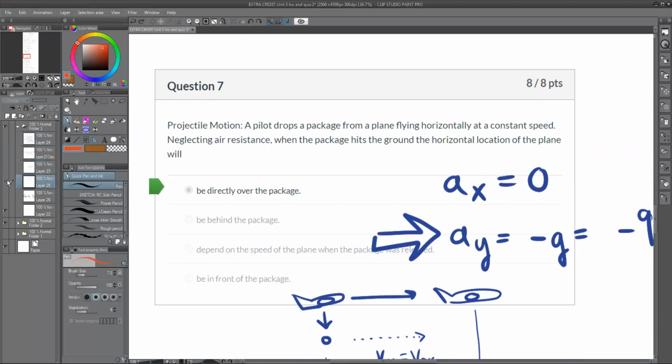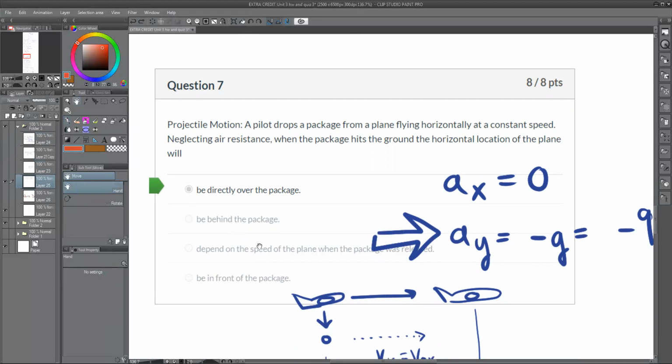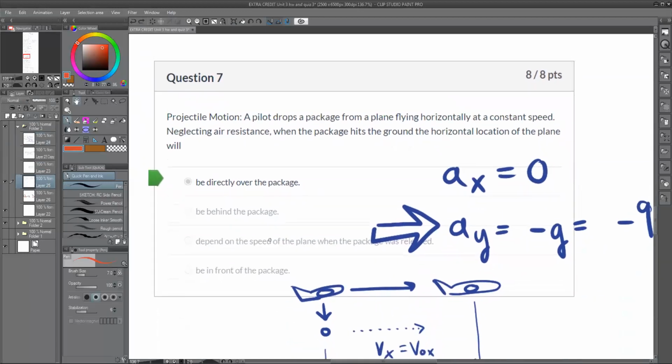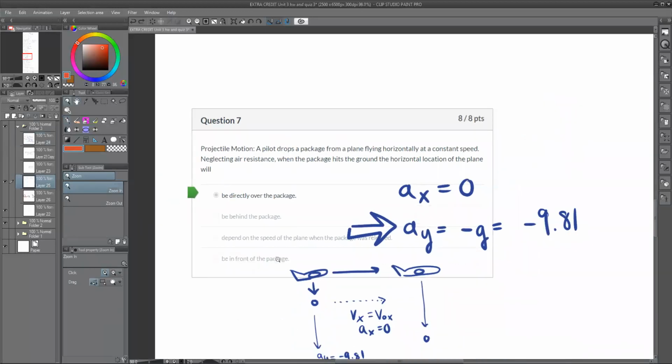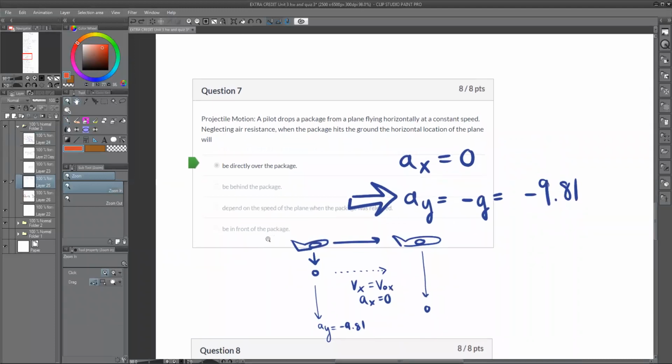Okay, minimizing all of that. So problem number 7 asks, for projectile motion, a pilot drops a package from a plane flying horizontally at a constant speed, neglecting air resistance. When the package hits the ground, the horizontal location of the plane will? The answer is will be directly over the package, because the horizontal velocity will be the same throughout the entire time that the package is falling. It's not going to change.